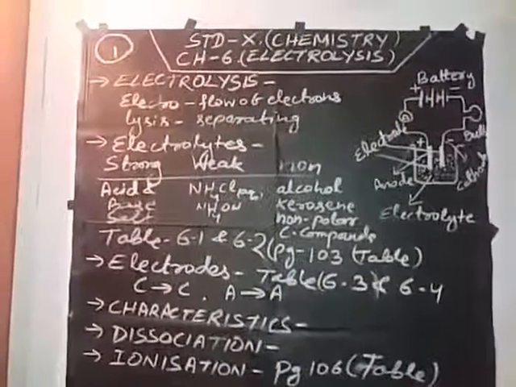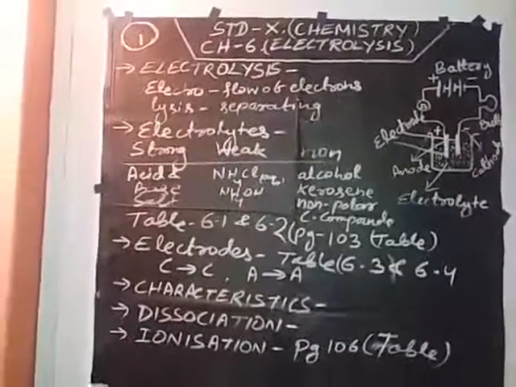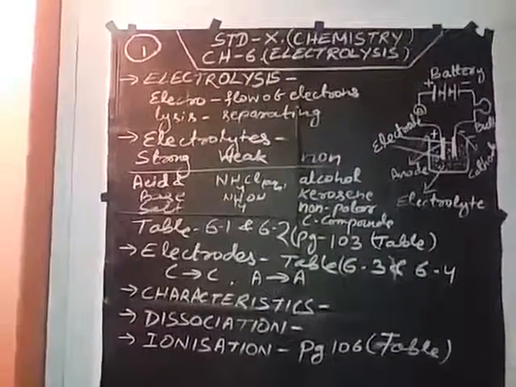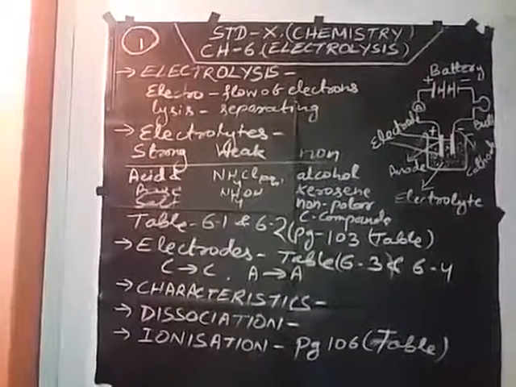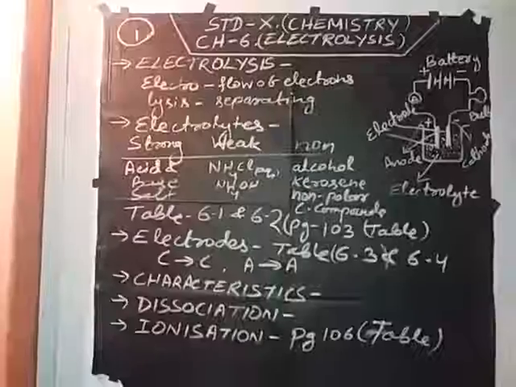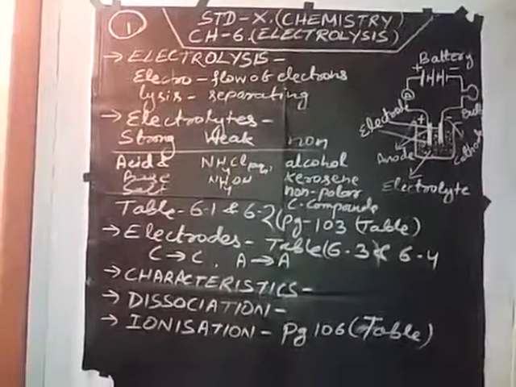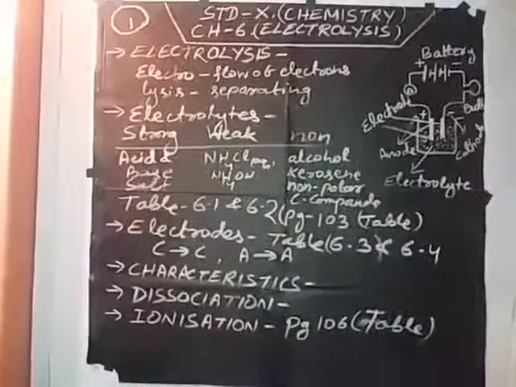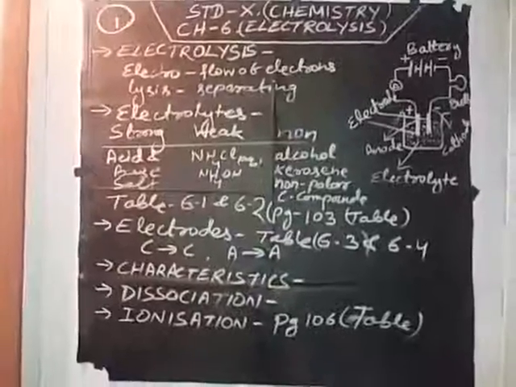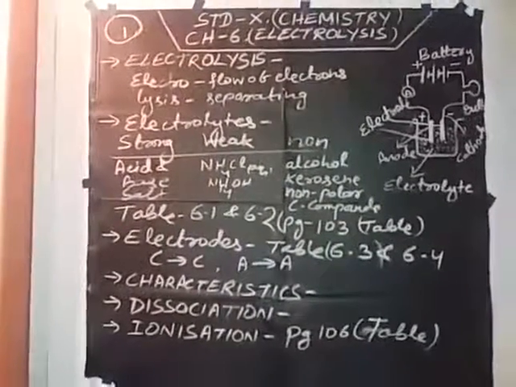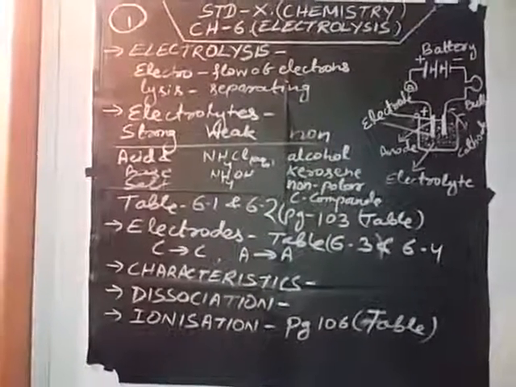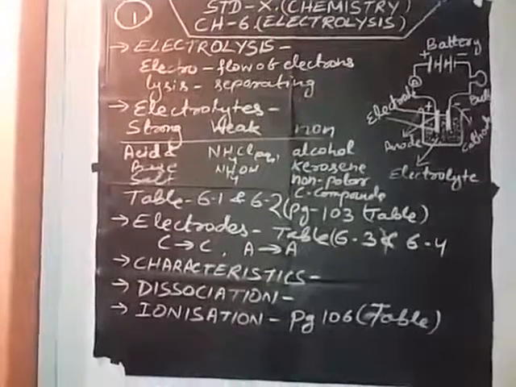Non-electrolytes are compounds which neither in solution nor in the molten state allow an electric current to pass through them. They also do not decompose at the electrodes and only contain molecules. Examples are alcohol, kerosene and non-polar covalent compounds.